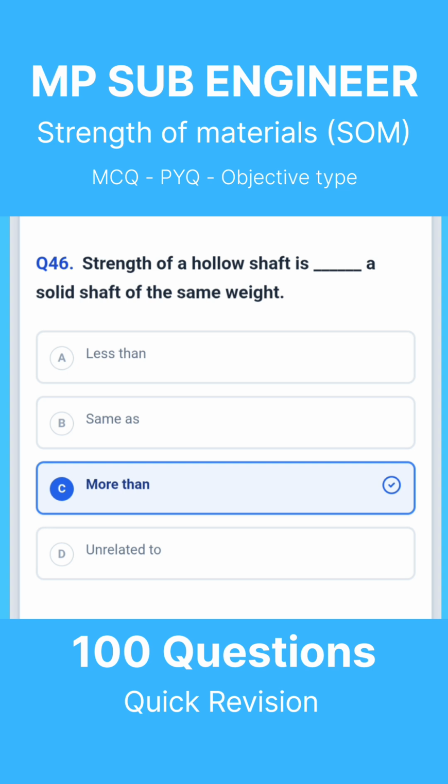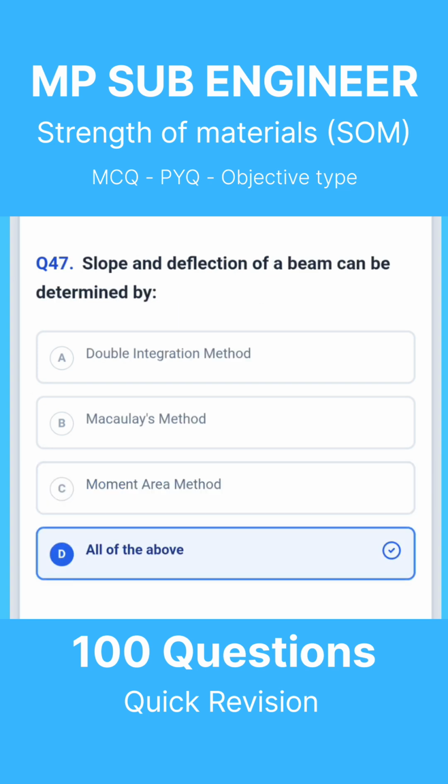Question 46. Strength of a hollow shaft is blank a solid shaft of the same weight. The correct answer is more than. Question 47. Slope and deflection of a beam can be determined by. The correct answer is all of the above.